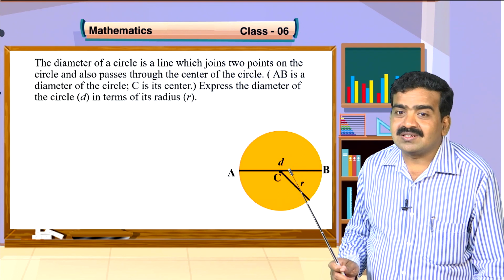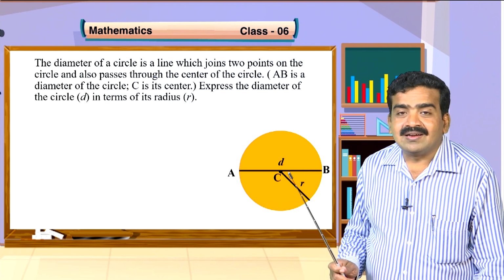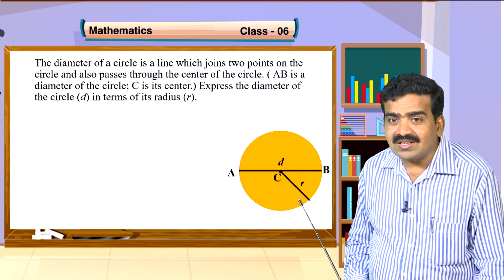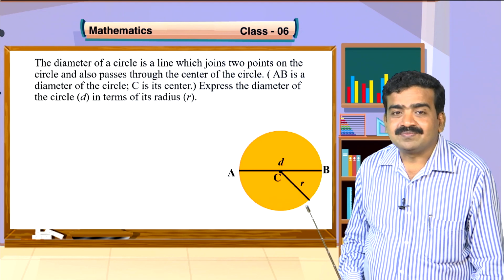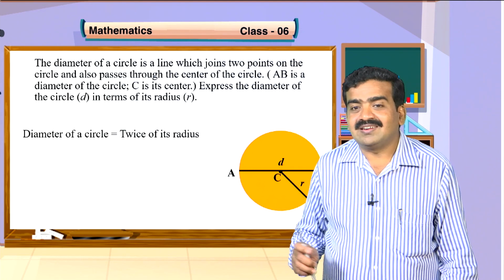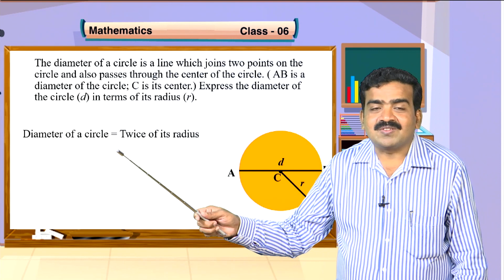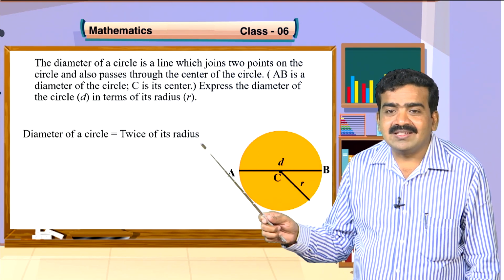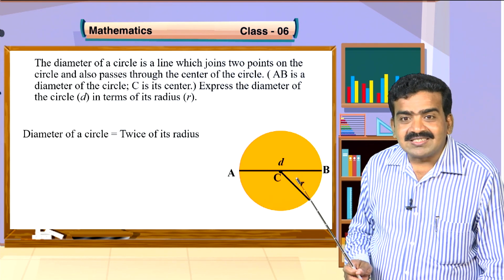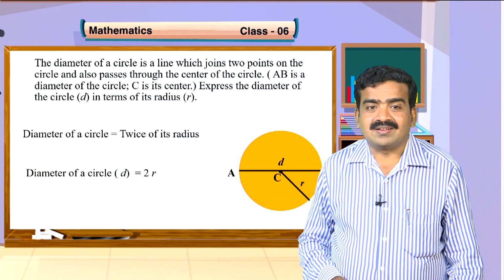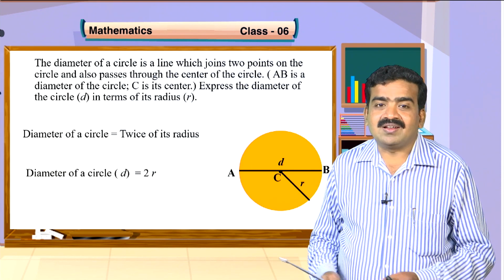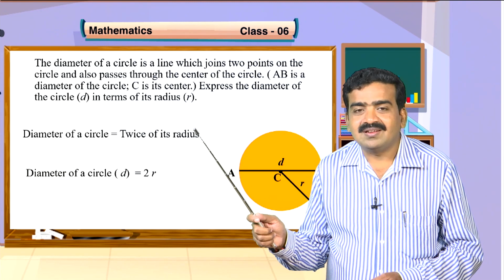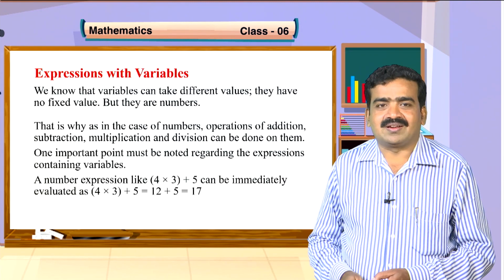It is going to be represented by small letter d, and the line which joins the center and any point on the circumference gives the radius. Then what is the relationship between the radius and diameter? Diameter of a circle is always twice its radius. That means radius is always half of the diameter. Then diameter can be written as d is equal to 2 into r. So, this is the relationship between radius and diameter.